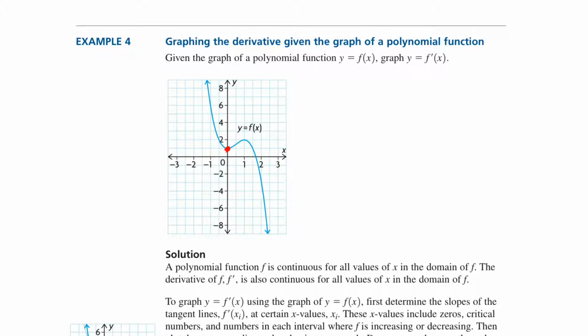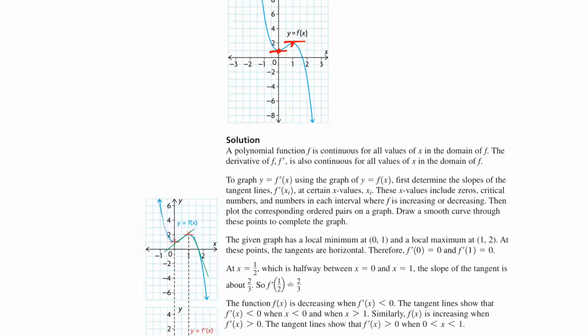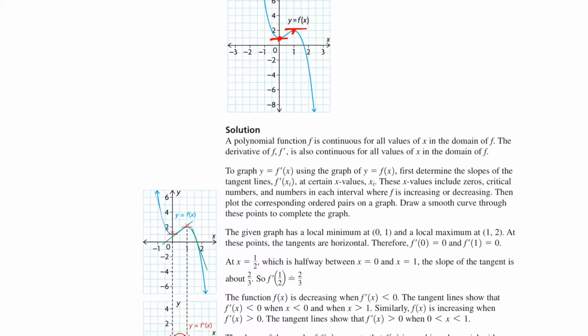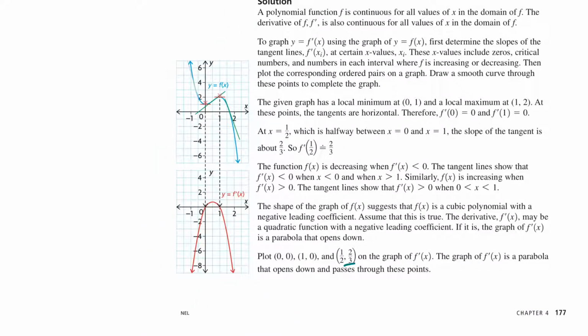Before 0, derivative is negative. Between 0 and 1, derivative is positive. And after 1, derivative is negative. At 0 and 1, derivative is 0. Before 0, negative. After 1, negative. And between 0 and 1, positive.